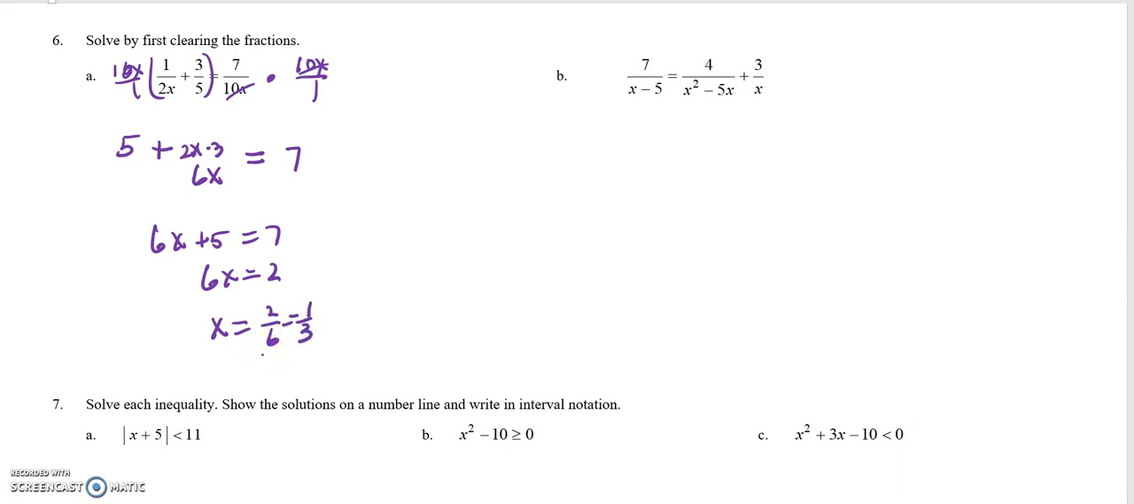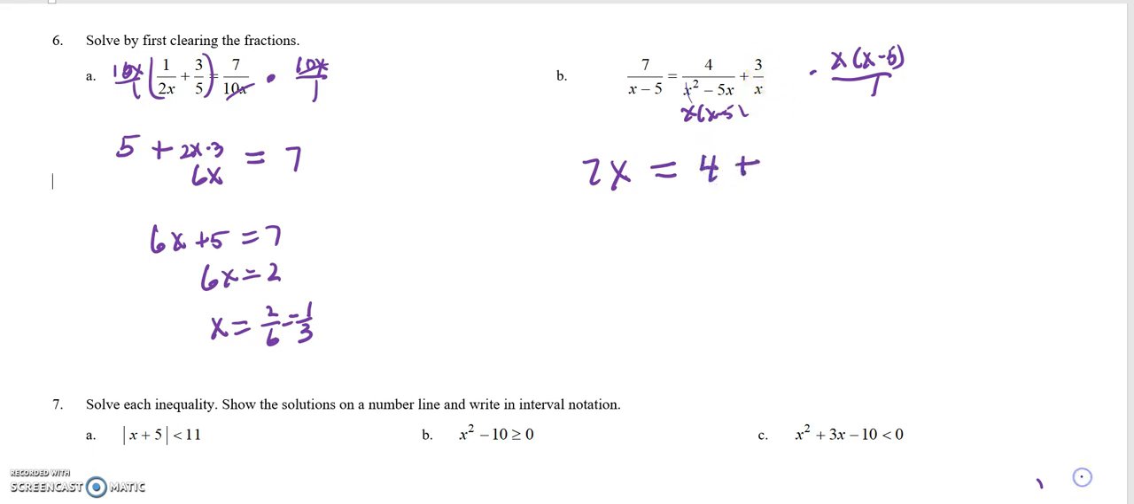We have an equal sign. We want to clear the fractions. This factors to x minus 5. So that's what we're going to multiply by. It'll work out. When I take this fraction times that, the x minus 5's cancel, and I get 7 times x. When I take this fraction times that, everything cancels, and I just get 4.